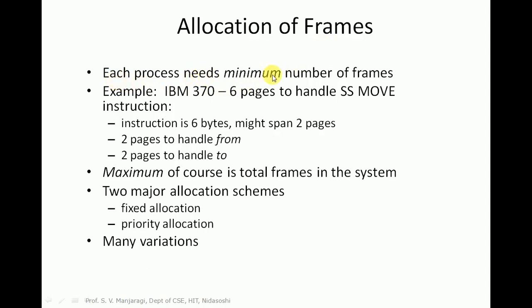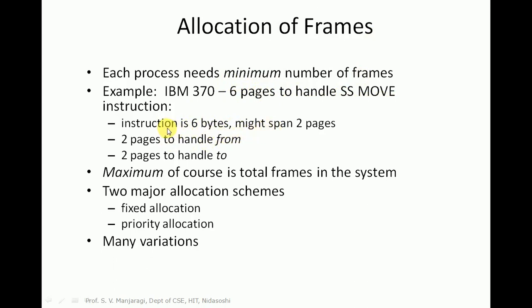Each process needs a minimum number of frames. For example, in the IBM 370 system, 6 pages are needed to handle an instruction called SS MOVE. Move is an instruction used for data movement. Data from one register will be transferred, moved to another register. To execute this particular instruction, 6 pages are needed. It can be divided like this.